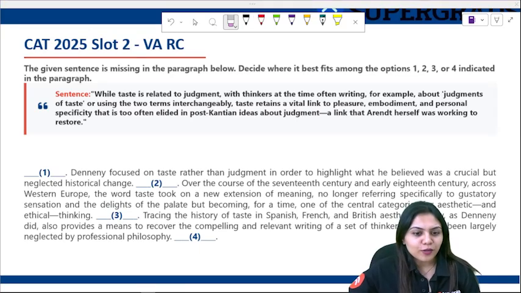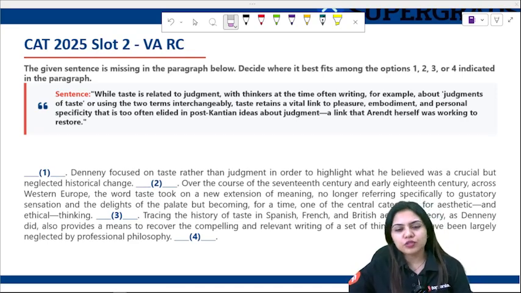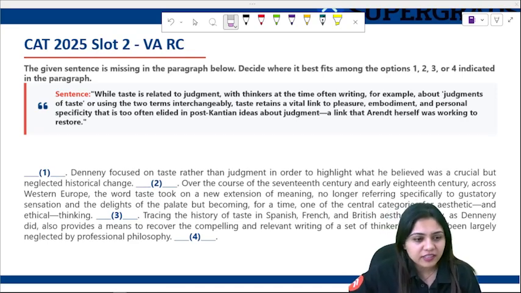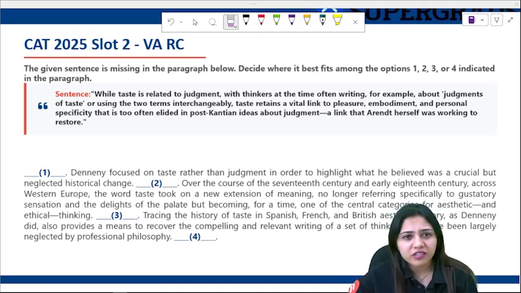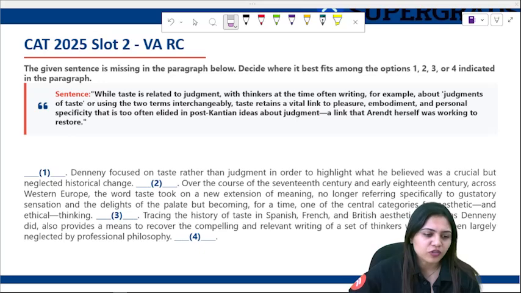Let's try to understand what's going on in this paragraph. First of all, we are being introduced to the key concepts, and that is taste versus judgment, right? And we also get to see Deneni's focus. We also get to see that it is more general and not detailed or historical.